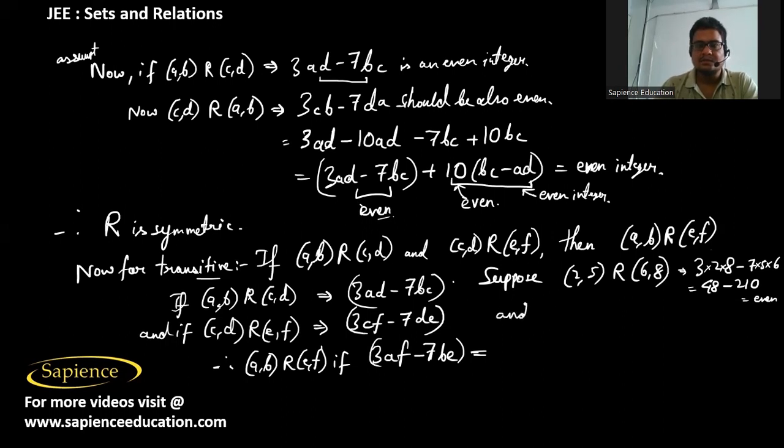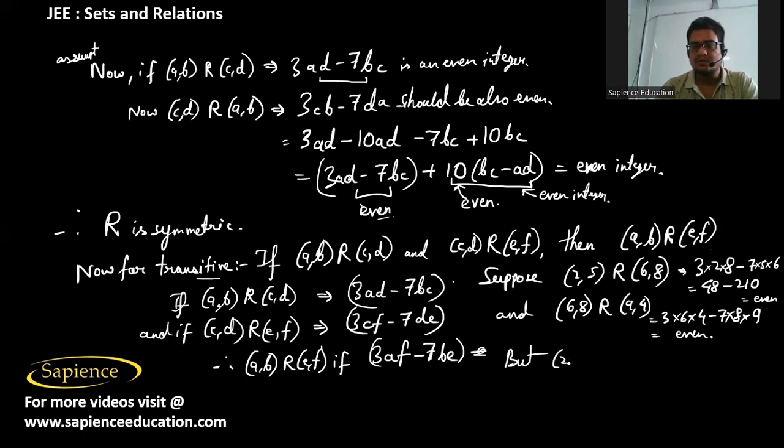And suppose we take (6, 8), which is also related to (9, 4). That will be 3 into 6 into 4 minus 7 into 8 into 9. So even number minus even number will also be an even number. But here, if we take (2, 5) and check whether it is related to (9, 4) or not, we have to check.